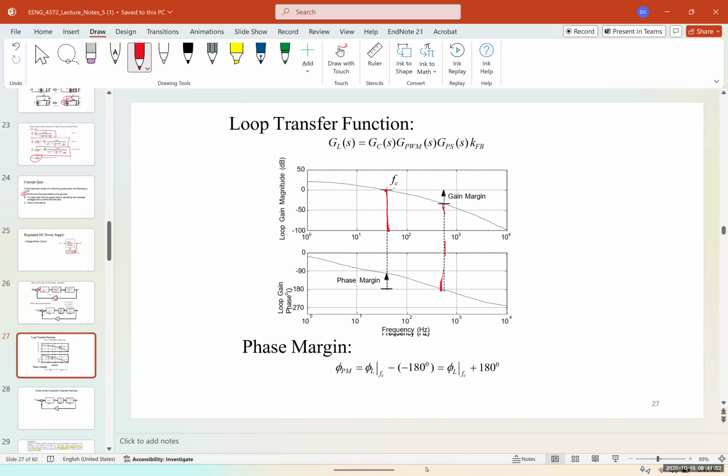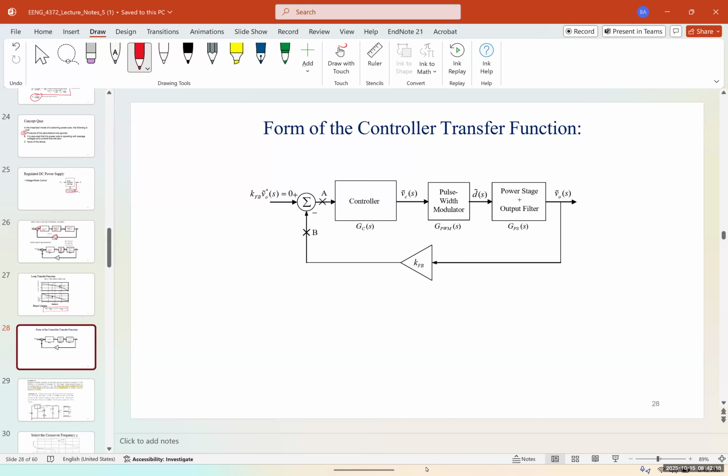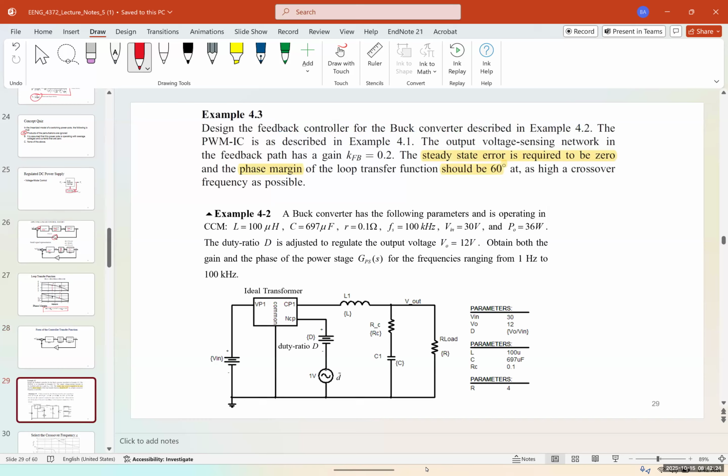Now, from this transfer function, we're going to solve an example, so I can show you the different graphs that we're going to have using a simulation tool. So we want to design the feedback controller for the buck converter described in example 4.2, the previous one. The PWM IC is as described.